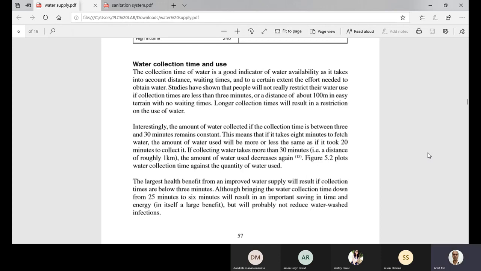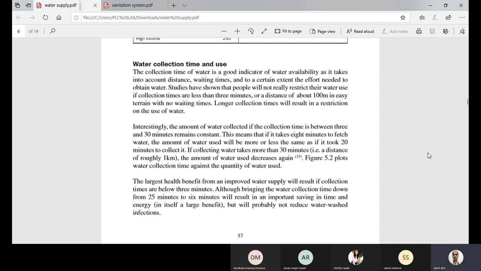Okay, the amount of water collected remains constant when the collection time is between 3 and 30 minutes. This means up to 30 minutes will not make much difference in the tasks performed by the people. They will not compromise on hygiene or on their other uses of water.